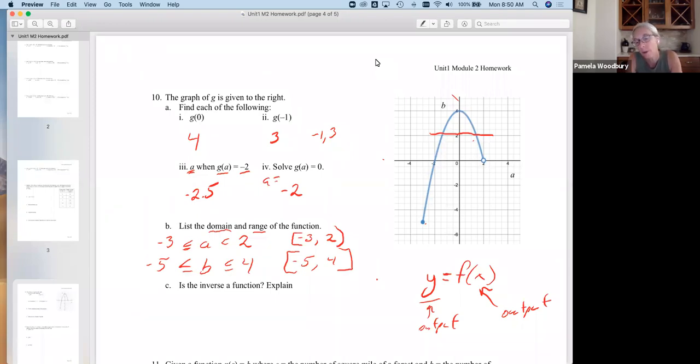I can't say, oh, when I put in a 2, maybe I'll get out a -1.5, maybe I'll get out a +1.5. No, we have to know for sure what we're going to get out. We can't have options. So is the inverse a function? No. That would give us one input with multiple outputs, and that can't be the case for a function.